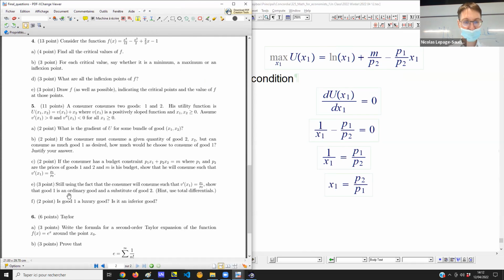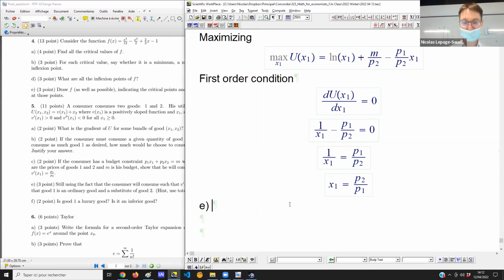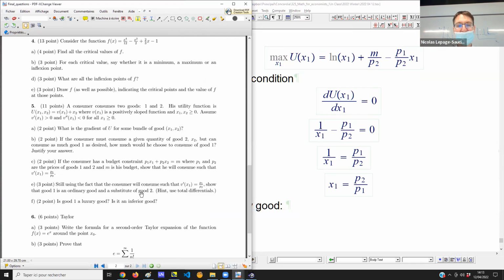Show that good one is an ordinary good and a substitute of good two. So ordinary good. So what should I be showing there? So this is microeconomics. I know it's been a while. Do you somehow remember what it is? Yes. So I was really thinking that the students last time had just learned what this is, and they were like, yeah, but we have no idea what these things are.